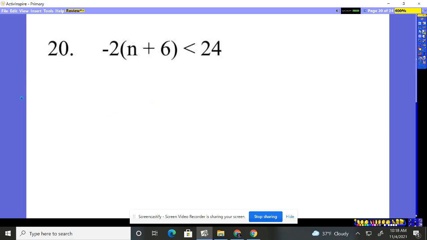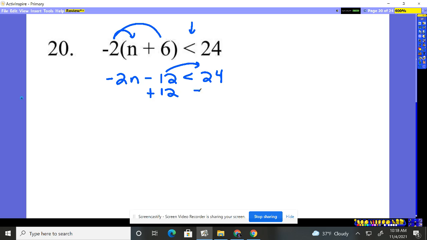That's simple. Number 20, this is just like solving. The only difference is we have an inequality symbol here, a less than symbol in this problem. So let's distribute our negative 2 through. Negative 2 times n is negative 2n. Negative 2 times a positive 6 will be minus 12, less than the number 24. We only have the variable negative 2n, so let's move this number over to be with the other number. So we add 12 to both sides.